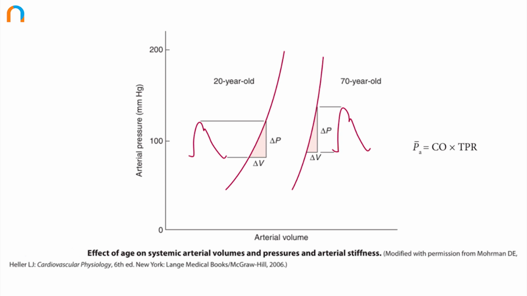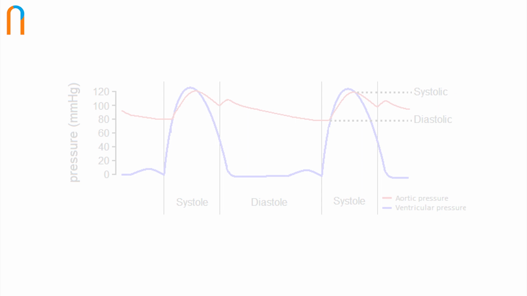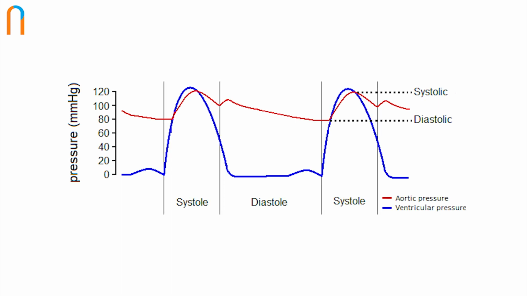The increase in arterial stiffness with age is indicated by the steeper curve for the 70-year-old than for the 20-year-old. Thus, a 70-year-old will necessarily have a larger pulse pressure for a given systolic volume than a 20-year-old. The increase in arterial stiffness is sufficient to cause increased pulse pressure even though systolic volume tends to decrease with age.